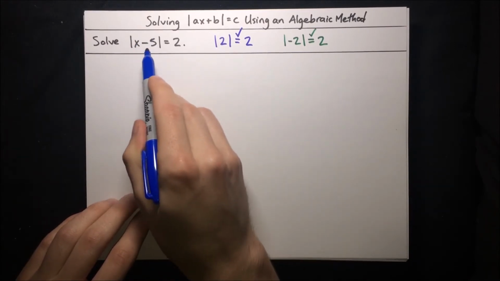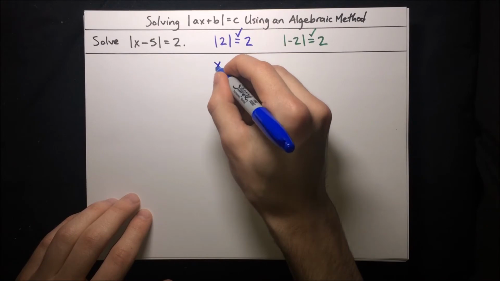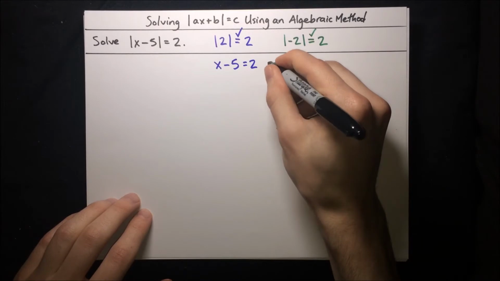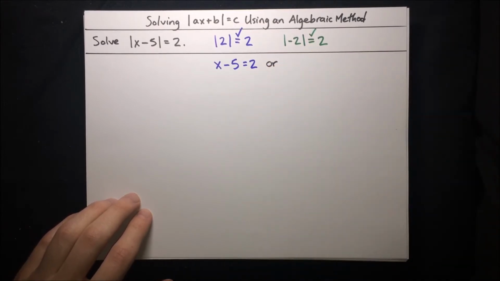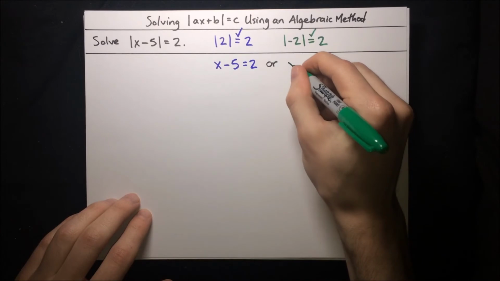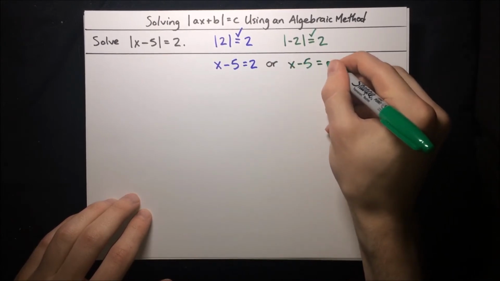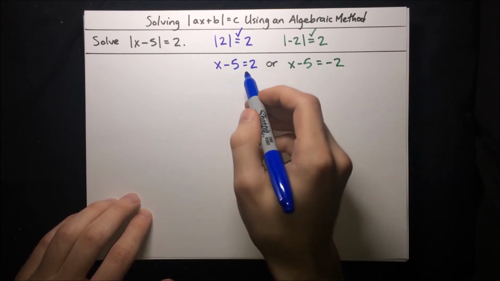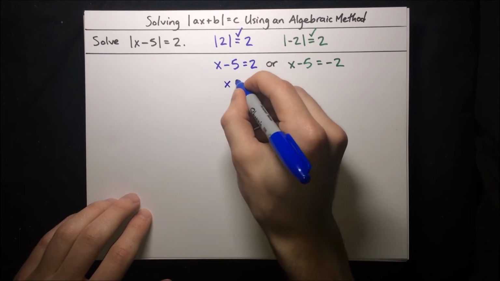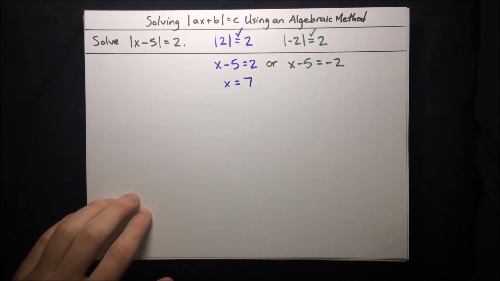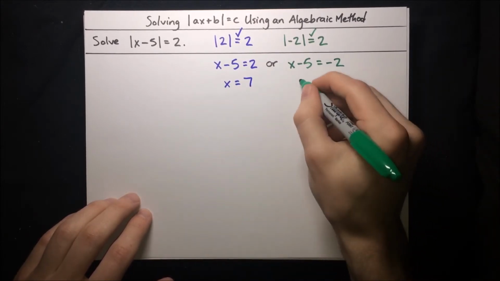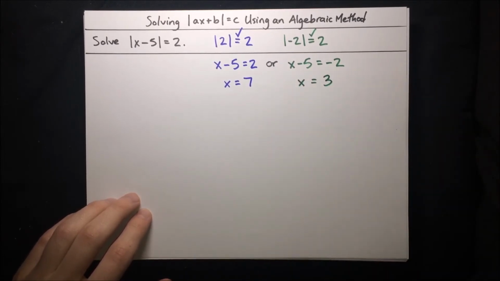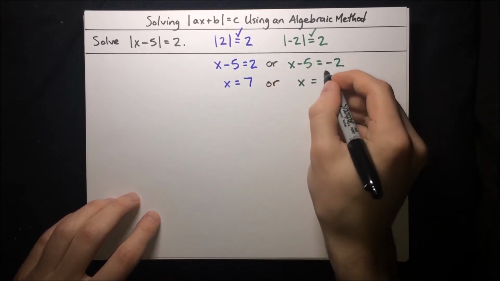The inside expression here can be equal to 2, let's write that down here, x minus 5 equals 2, or that inside expression can be equal to negative 2. So x minus 5 equals negative 2. And now we just have to solve each of these equations. So this first one, just add 5 to both sides, and you get x equals 7. And then the second one, again, just add 5 to both sides, you get x equals 5 minus 2, which is 3. And there we go. There are our solutions.